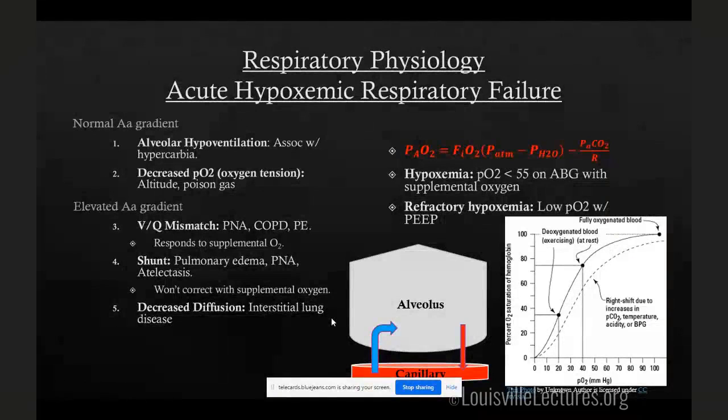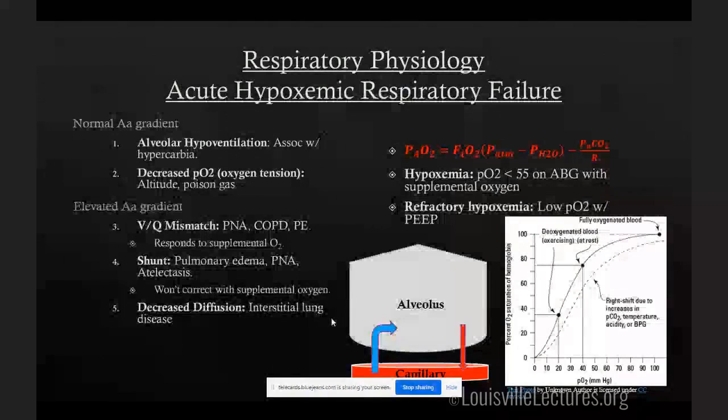Decreased oxygen tension is the other common cause. Your pulmonology attending's favorite question will be, what is your FiO2 at sea level? That's 21%. The trick question here is, what is your FiO2 at Mount Everest? And it's still 21%. What changes is the atmospheric pressure at that altitude.